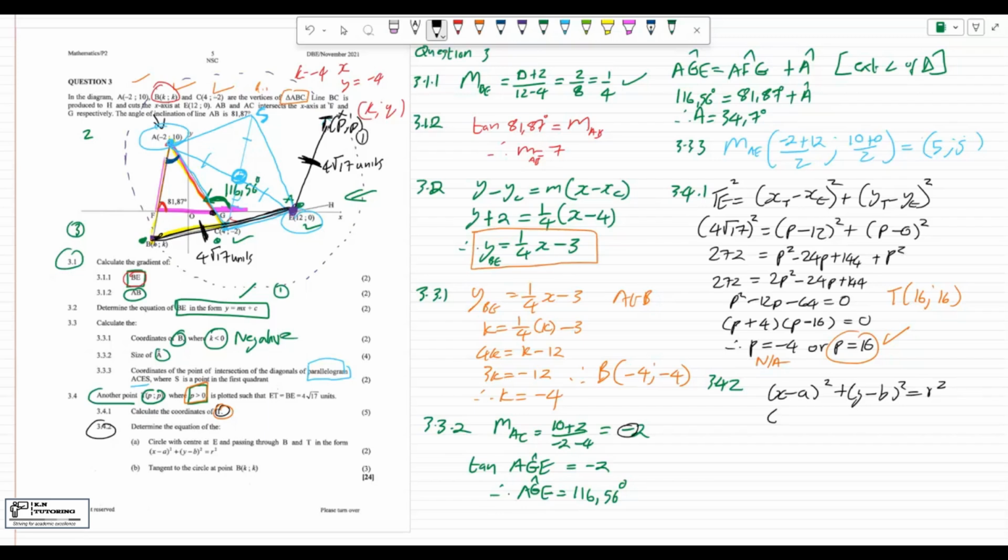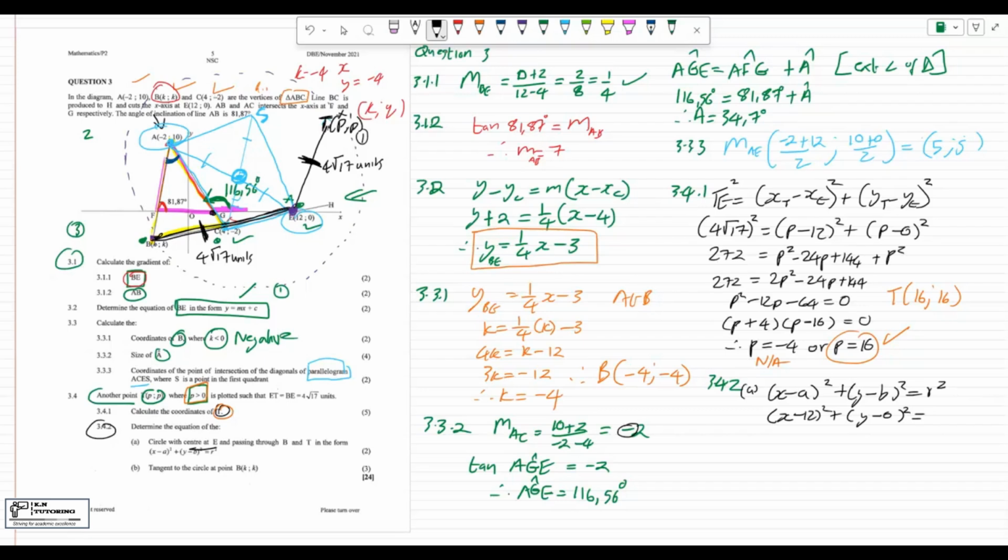So the coordinates of the center is going to be point E, because they told me that E is the center. So x minus a, where a is E, which is 12: (x minus 12) squared plus (y minus b) where b is 0, squared.